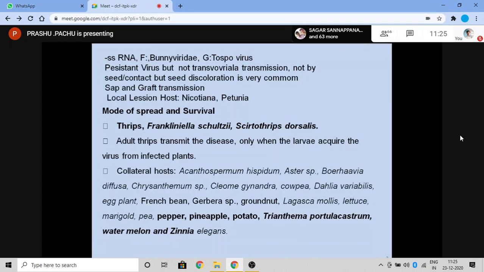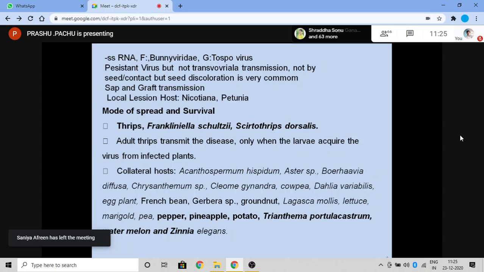Since the virus itself will never move from one place to another place, it needs some kind of agent for its movement. So for that, the virus makes use of thrips as carriers for spreading the disease from one place to another place, or from one plant to another plant.